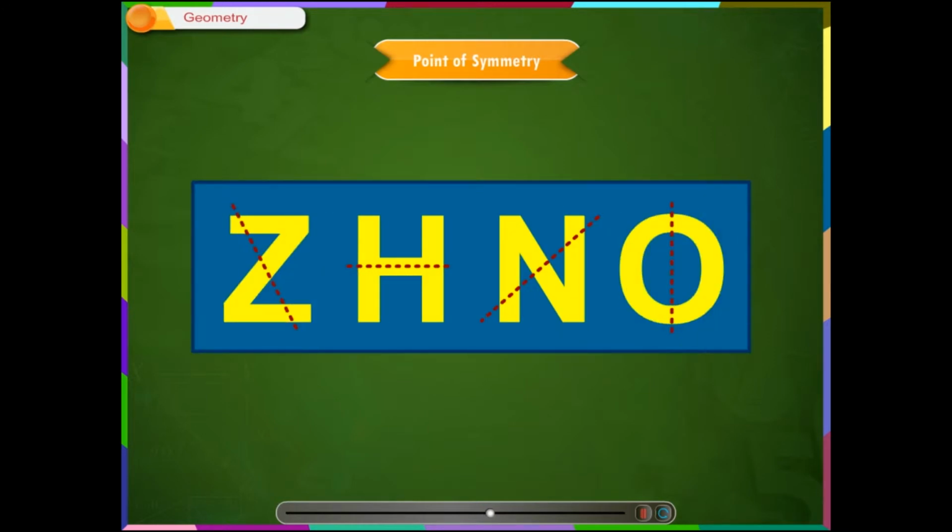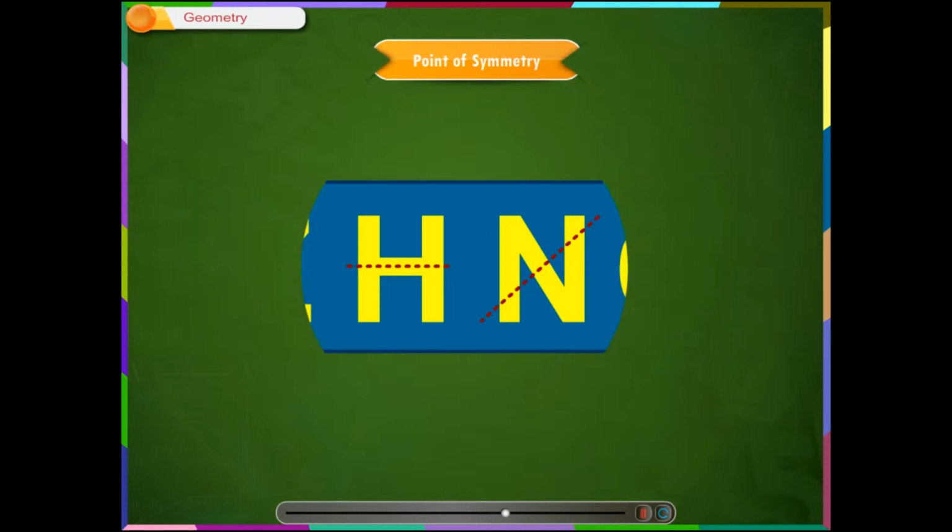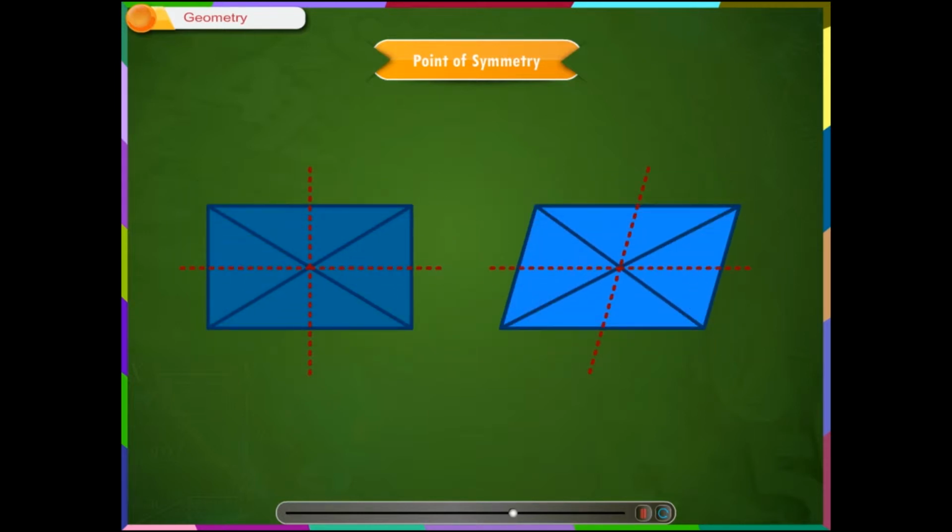English alphabets exhibiting point symmetry are shown on the screen. Some geometrical figures with point of symmetry are shown on the screen.